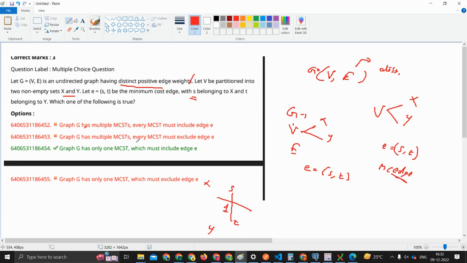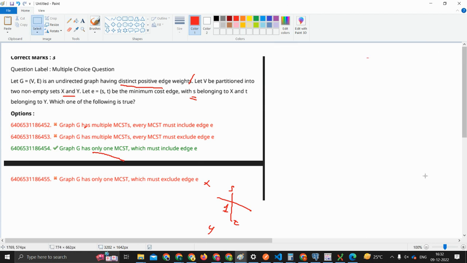One property is that if you have all the edges which are unique, then there will be only one MCST. Are you aware of that? So, as they told us, this is the minimum edge. The minimum edge will always be there in the MCST, right? Always. So that's the answer. What about the other options? They are having multiple, must exclude. That's very easy, very simple.